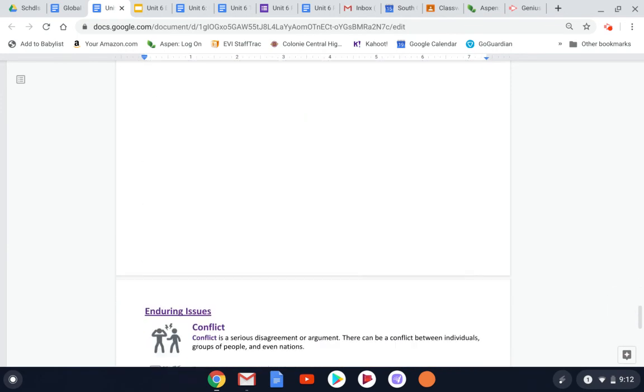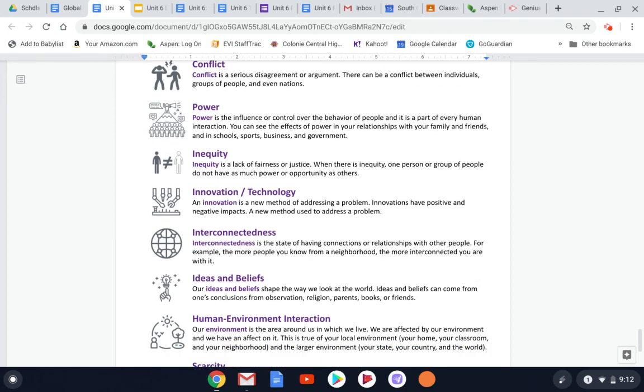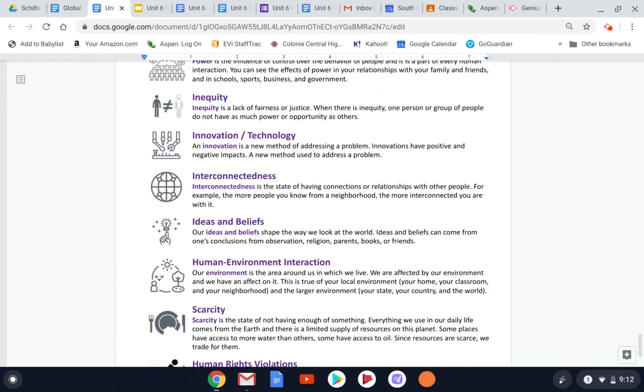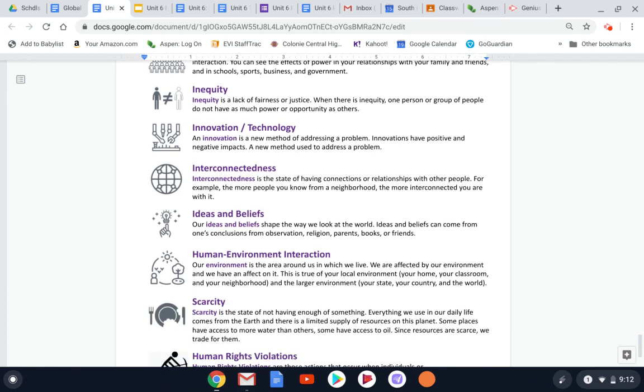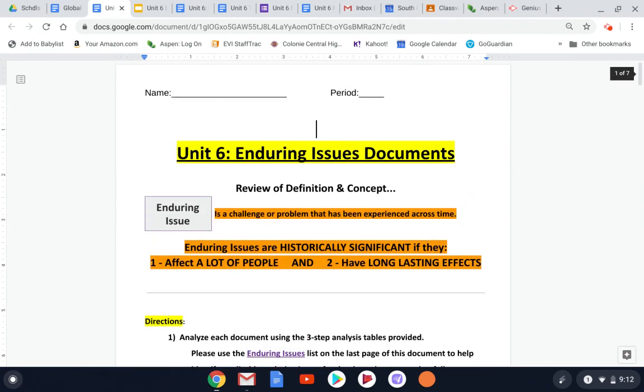So just to take a quick look at that, here are the icons, the titles, and the definitions to help you refresh your memory on those. So if you're ever blanking on brainstorming what enduring issue you're thinking of based on what you're looking at, just go to the bottom of the table and look these over. This is almost like your term bank you can choose from. It should be very helpful.